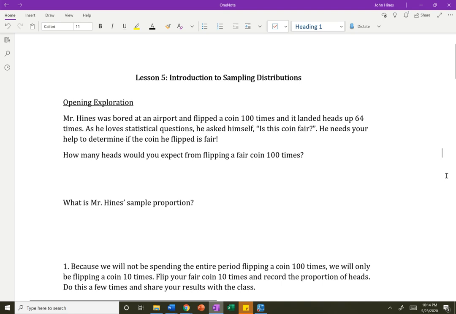Hi everybody, in lesson 5 here, we're going to work with this big concept called a sampling distribution, so let's get right to it here.